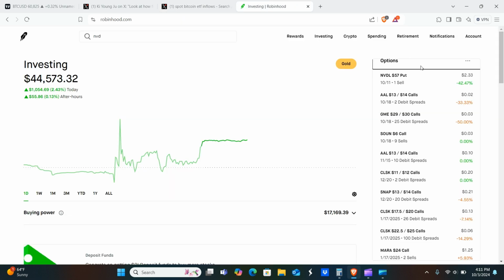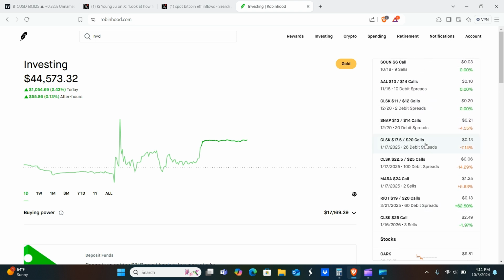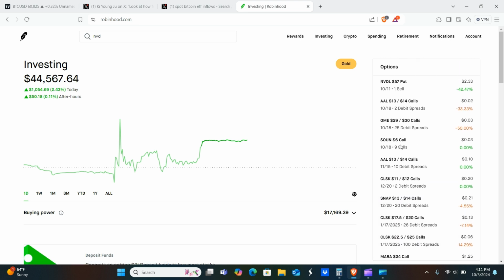We just loaded another position on Riot, 60 call debit spreads, and we have a massive amount of CLSK debit spreads here. We also have some additional debit spreads, and we're probably still going to add more native crypto to our bags before the end of the year. Most likely. But even if we don't, we're good. We're not worried about it because we're expecting huge paydays before the end of next year.